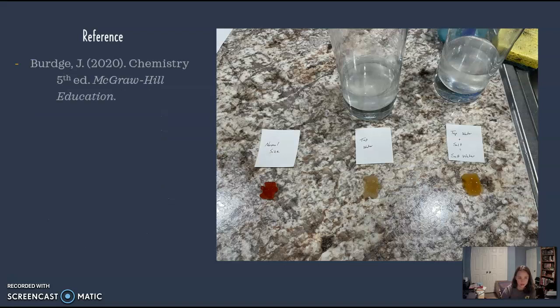With that, again, all definitions were pulled from Chemistry, 5th edition, McGraw-Hill, written by Julia Burge, published in 2020.